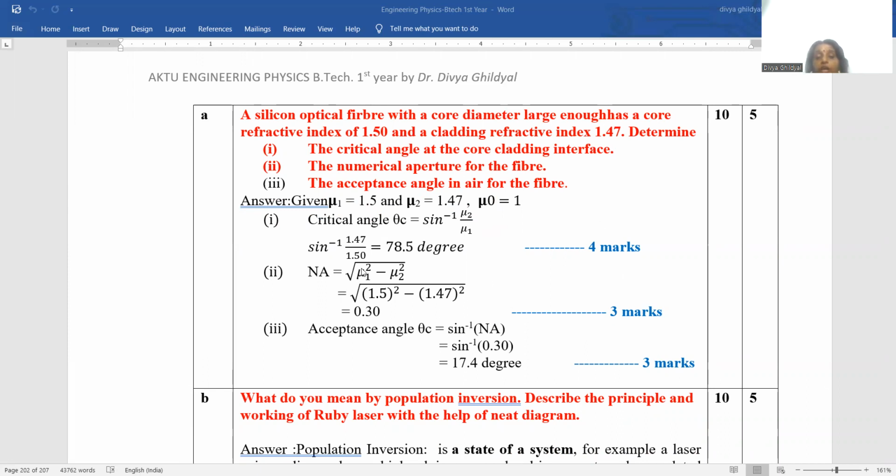Numerical aperture formula: under root mu1 square minus mu2 square. I put the numerical value of mu1 and mu2 here, and I get my remaining 3 marks. 0.30. Acceptance angle is sine inverse of numerical aperture. Numerical aperture, I have found 0.3. So I find sine inverse of 0.3 equal to 17.4 degree. This way I will get 10 marks for this numerical.